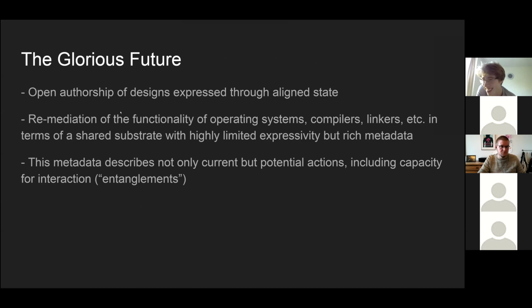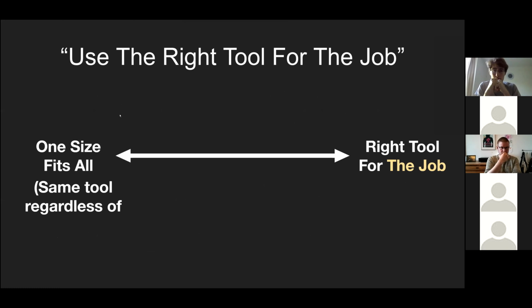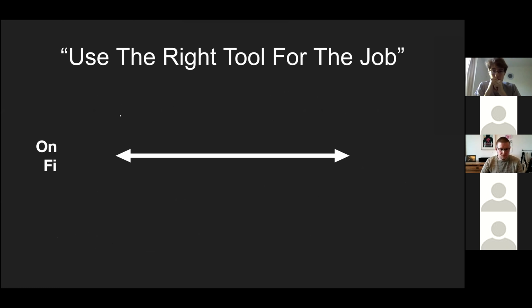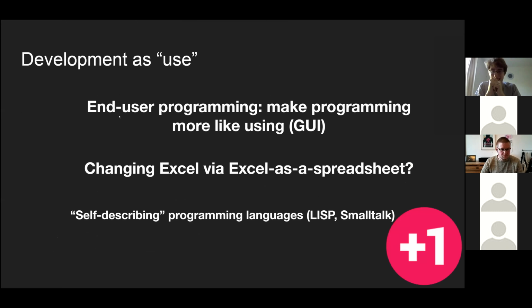So we appeal to a glorious future of open authorship of designs expressed through kinds of aligned state, a remediation of the functionality of operating systems, compilers, linkers, etc., in terms of a shared substrate which has highly limited expressivity but is accompanied by rich metadata. And this metadata describes not only current but potential actions, including the capacity for entanglement. So I'll now hand over to Clemens, who will deliver a second lump of critique. Thanks, Antranig.